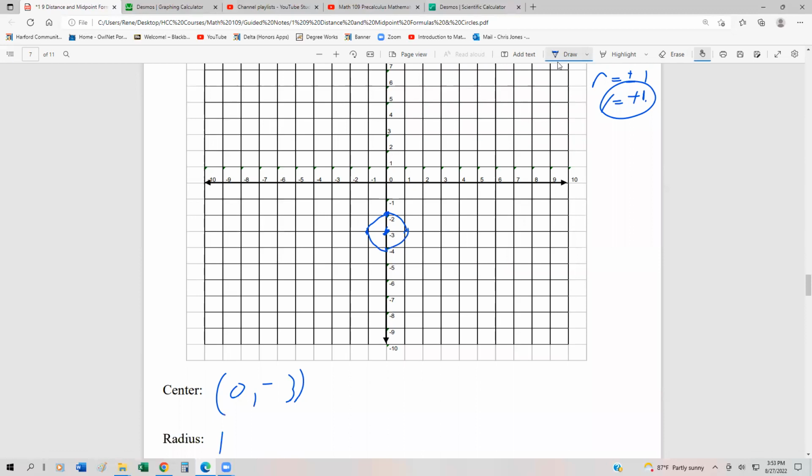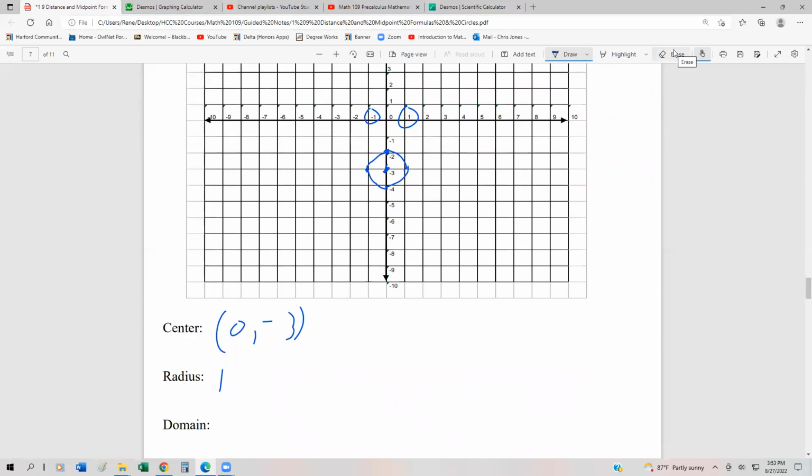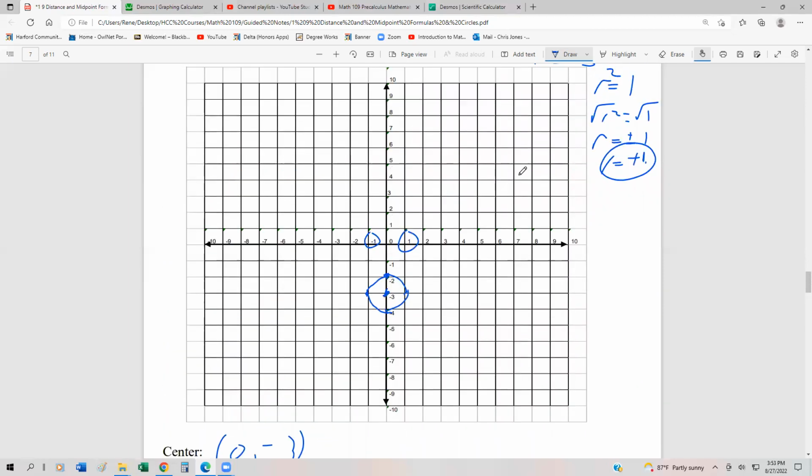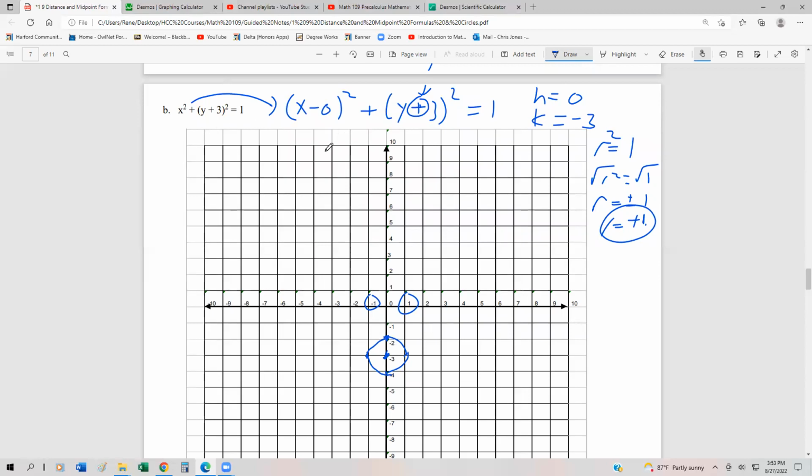All right, notice that our domain is going to go from -1 to +1, inclusive. So domain -1 to 1, and then our range goes from -4 to -2. That's our lowest and highest points. So hopefully that makes sense so far as to how we can go through and identify the key components given the equation of the circle.